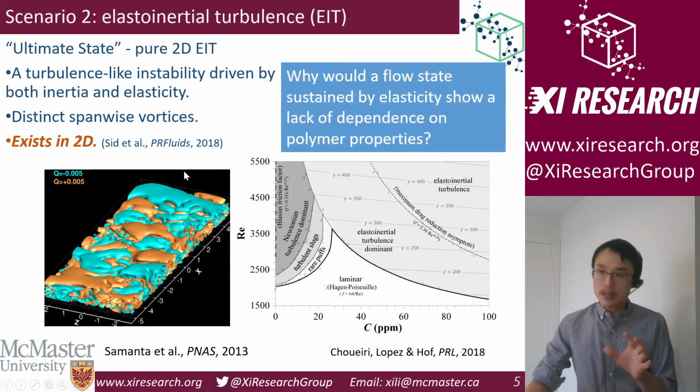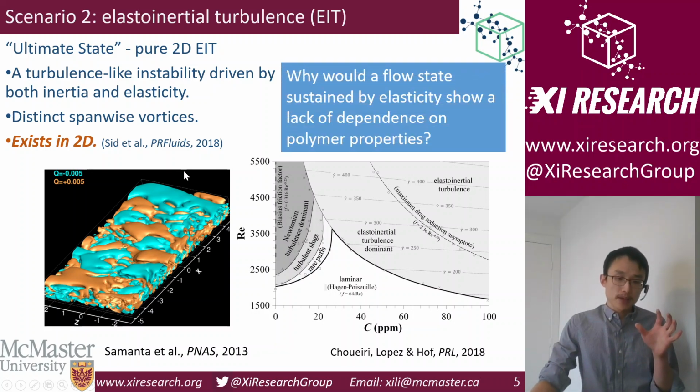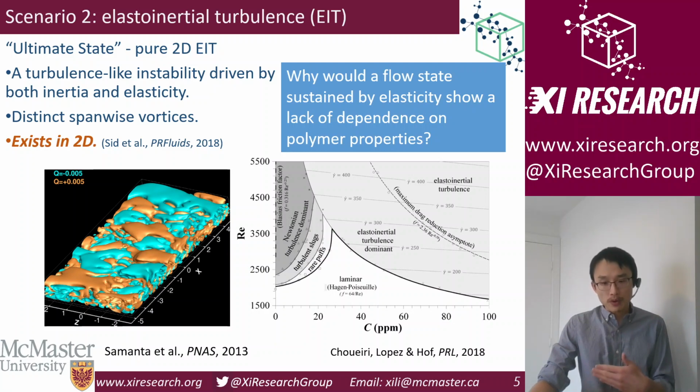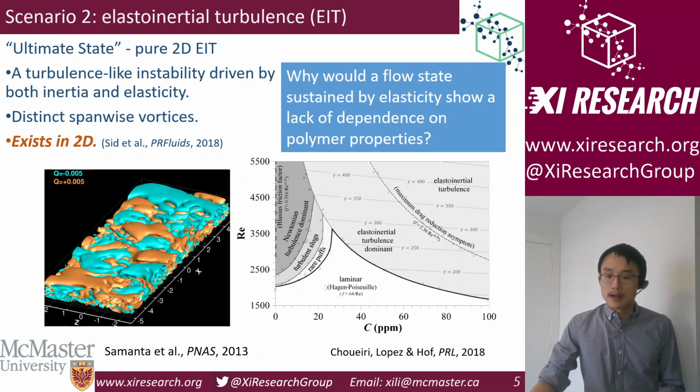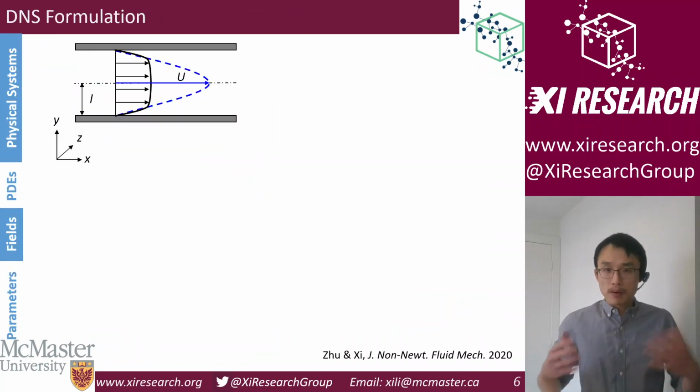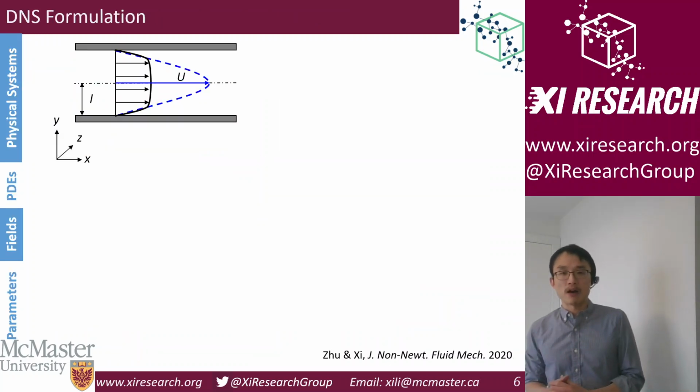The problem with this explanation is that for any flow instability that's driven by elasticity, we would expect that it will be very sensitive to polymer properties. So how do you reconcile this fact with the observation that the MDR is universal with different polymer properties? So basically, both the existing scenarios are facing challenges here.